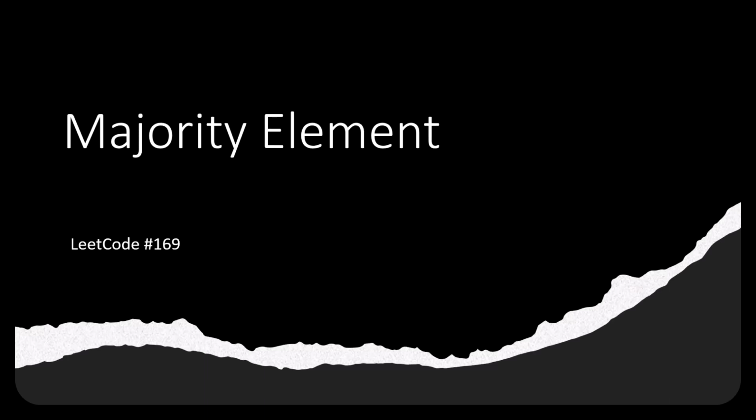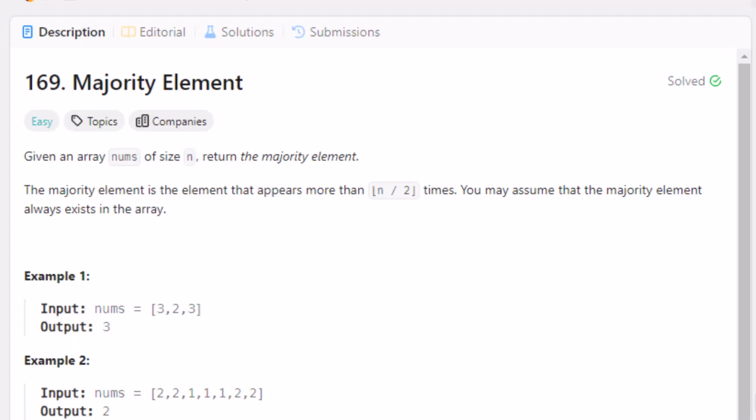Hello, today we're going to be doing LeetCode problem 169, which is majority element. This problem states, given an array nums of size n, return the majority element. What is the majority element? The majority element is the element that appears more than n divided by 2 times. You may assume that the majority element always exists in the array.